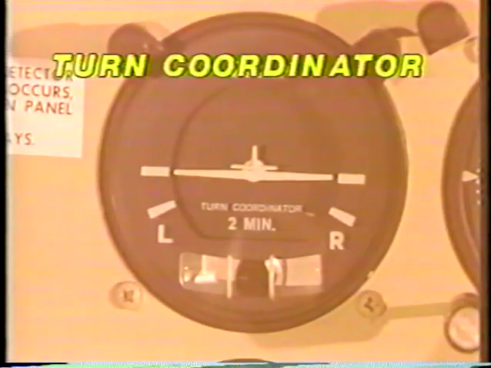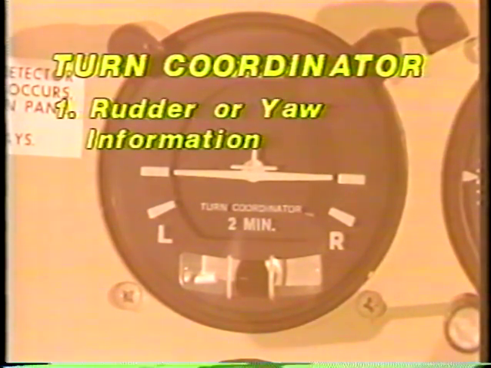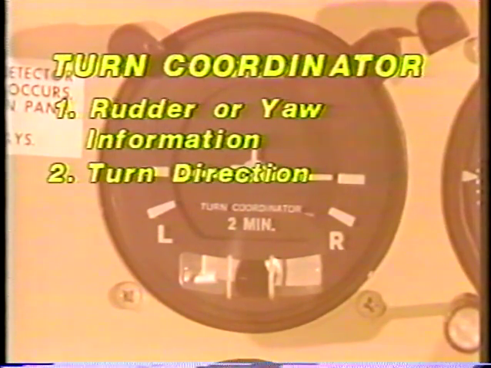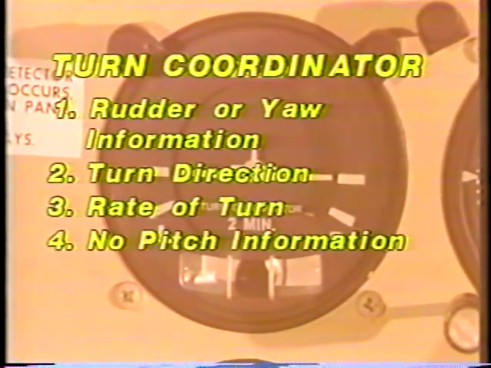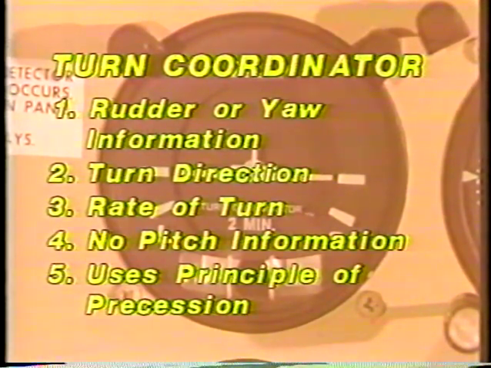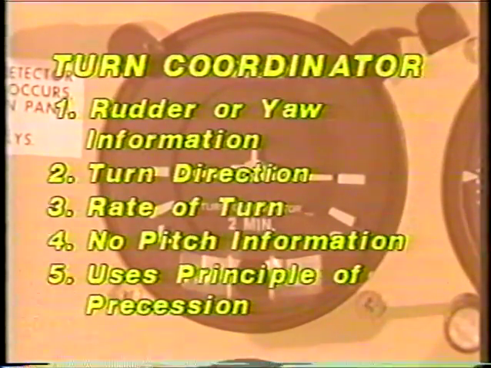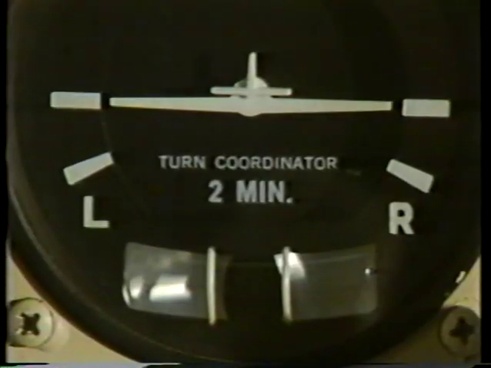The turn coordinator picks up where the attitude indicator leaves off. It provides rudder or yaw information, turn direction, and rate of turn information. It does not present pitch information. The turn coordinator uses the principle of precession to provide the desired information. This is really two instruments in one.